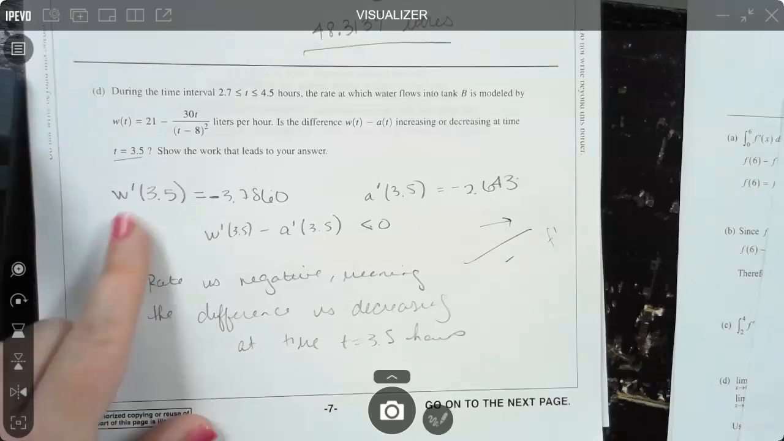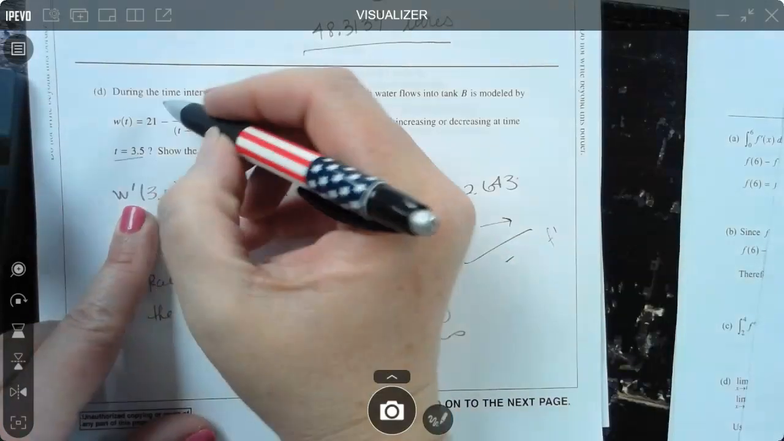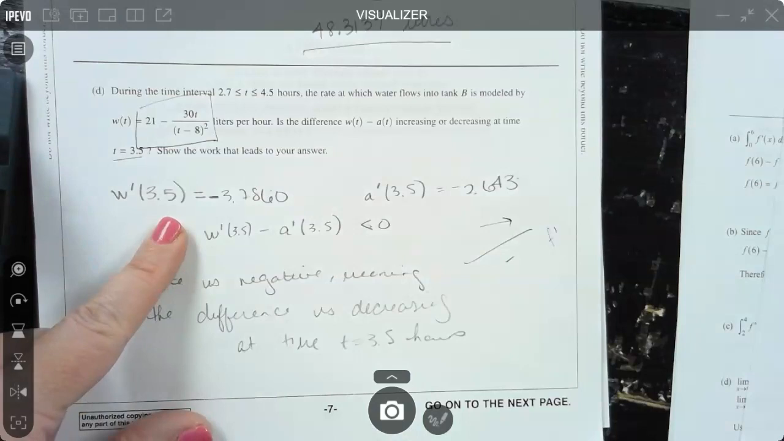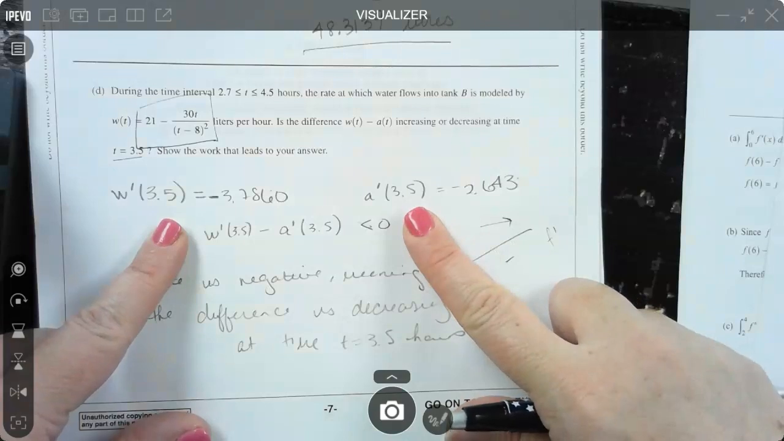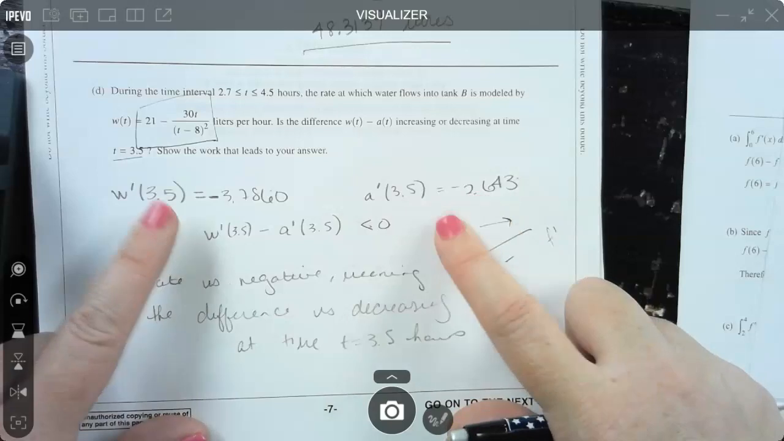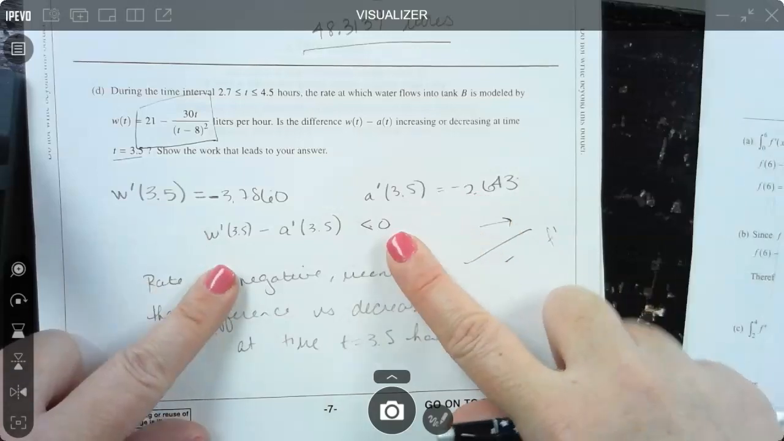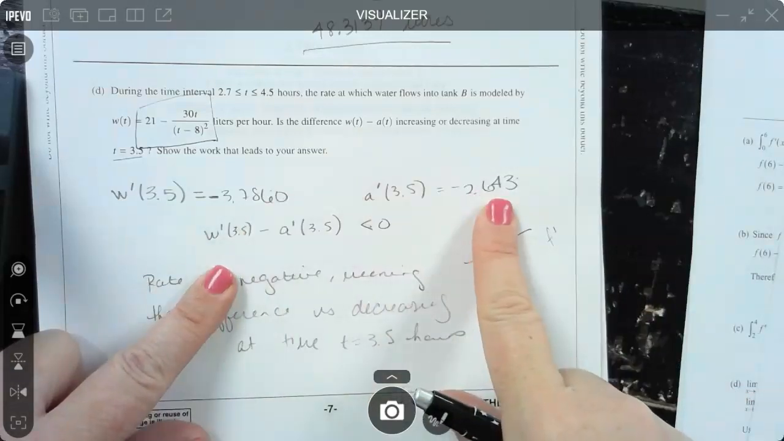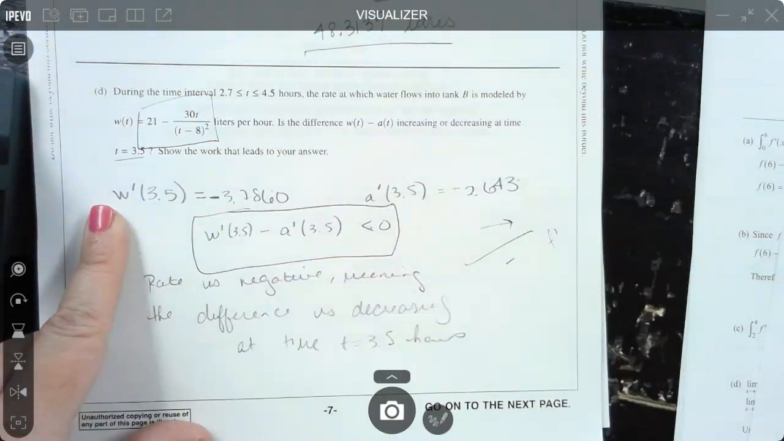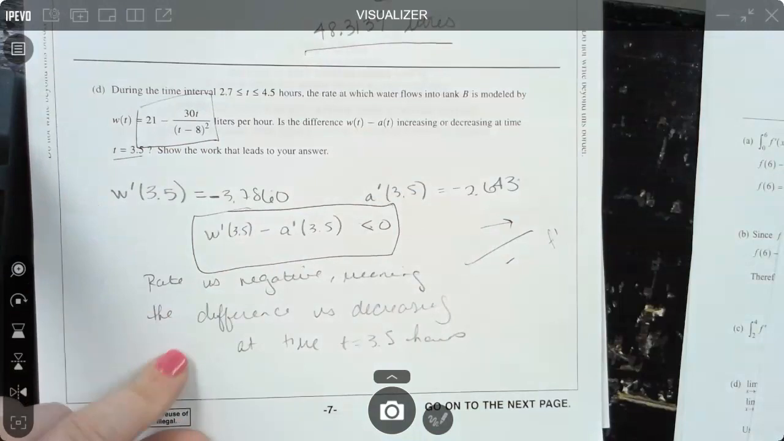It's the derivative. So you had to find the derivative. I put this in the calculator, and then I said deriv at 3.5. Then I did the derivative of A that I've already got in my calculator at 3.5, and these are the two values I got. Whenever I subtracted them, I knew, well, this minus this is still negative. So you got 1 point for this, and then you got 1 point for your explanation.